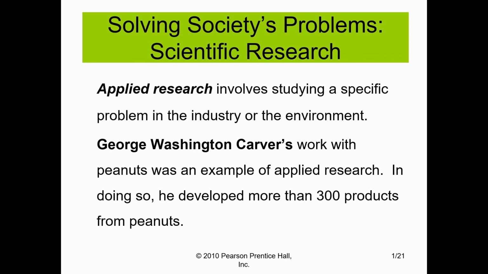One of the goals of science is to solve some of the problems that society faces. There's a lot of money, both in private industry and in academia, as well as government-funded money, put towards scientific research. There are two types of scientific research. The first is applied research. Applied research involves studying a specific problem in industry or the environment.